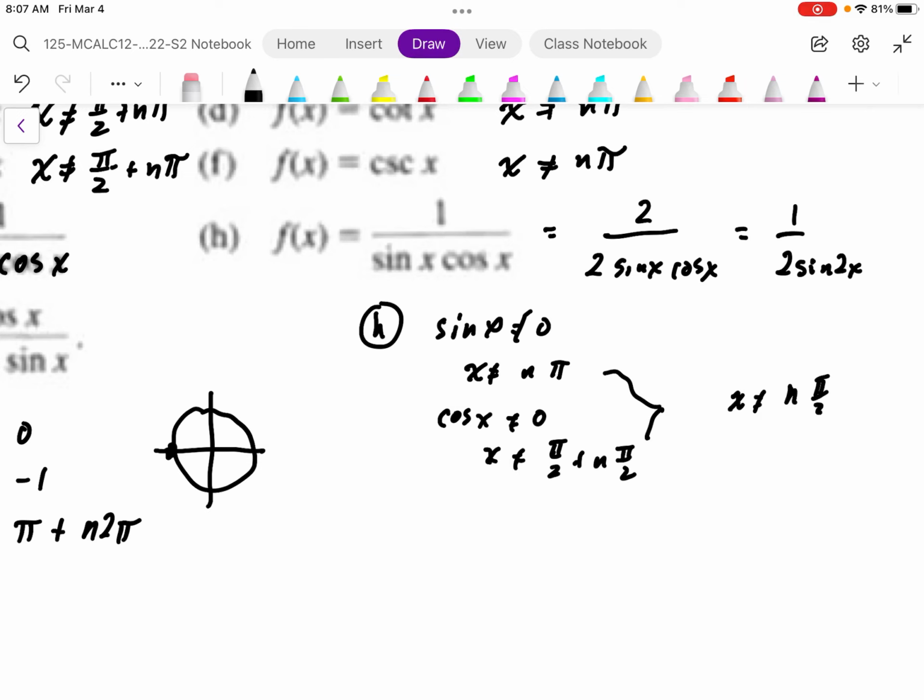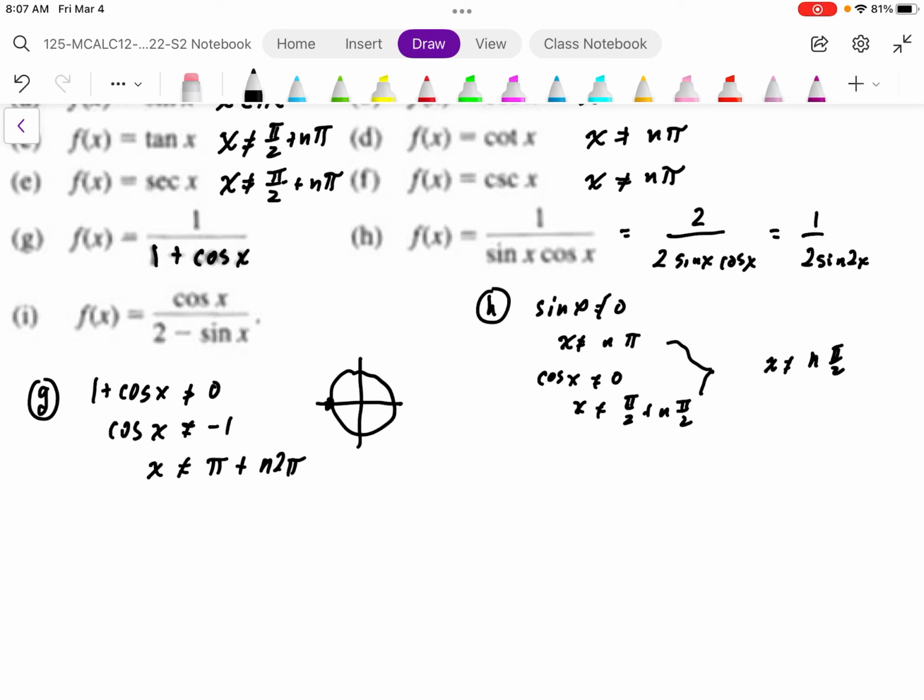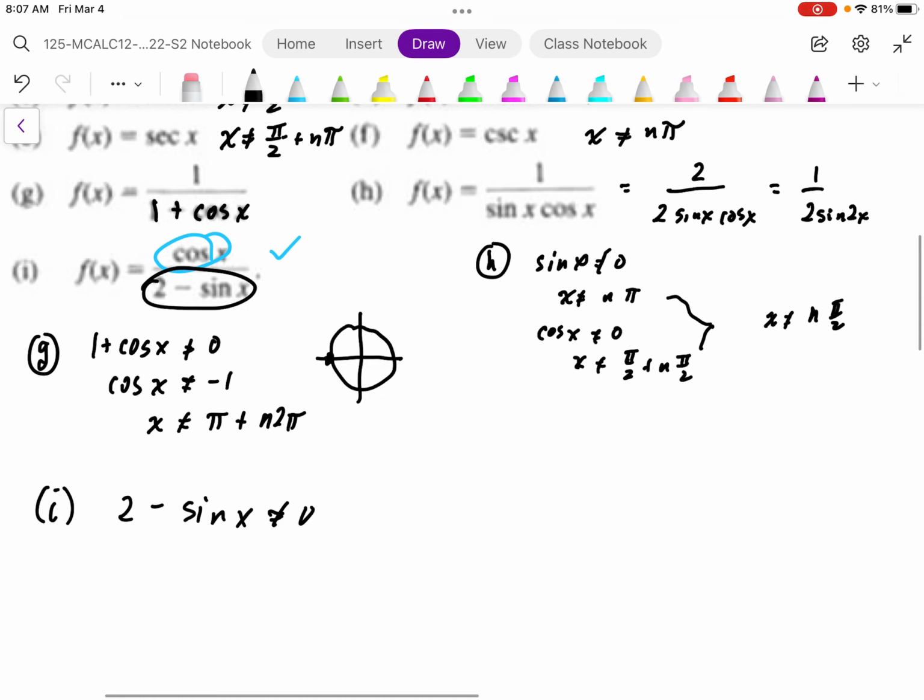And lastly, for f, we don't worry about the cosine in the numerator. That's okay. It's the denominator that we have to be concerned about. So for 2 minus sine x not equal to 0, well, this means that sine x has to be equal to 2, and sine x is never equal to 2 because the range of sine is just between -1 and 1. So x is going to be defined for all real numbers.